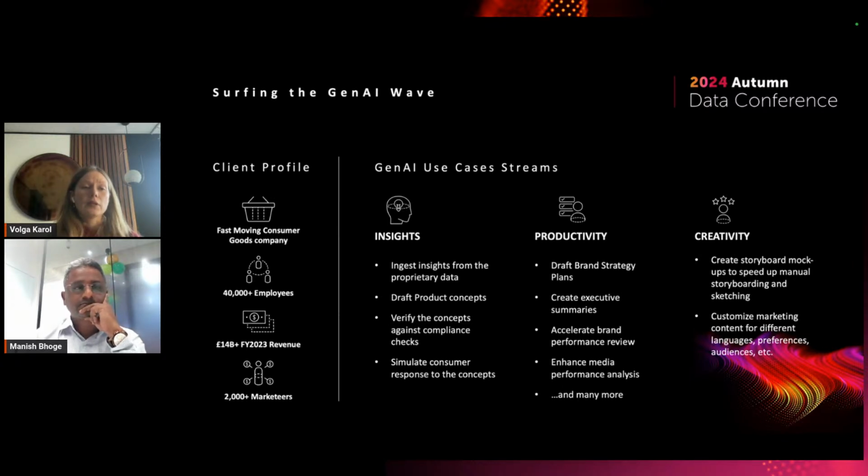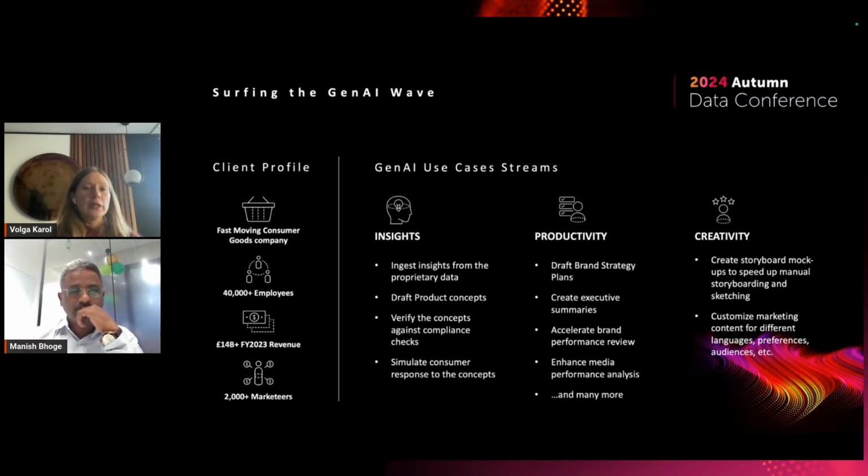And they have quite an extensive department of marketeers. Why I'm mentioning this is that the client decided to tackle the problem that marketeers are so occupied with many different tasks, and some of these tasks are taking so much time. So there is definitely an opportunity to improve the productivity of the marketing department and see where Gen AI can be instrumental to accelerate their work.